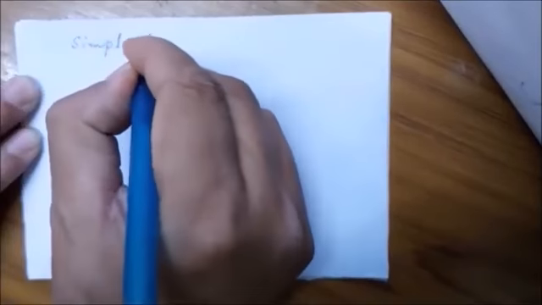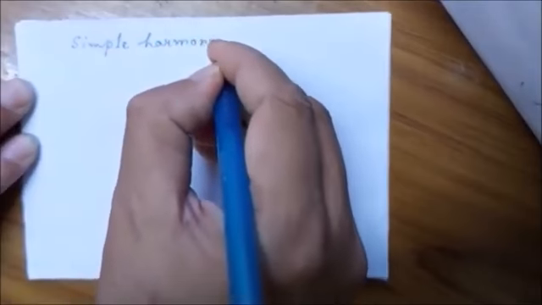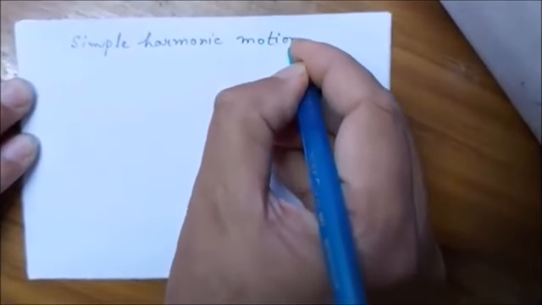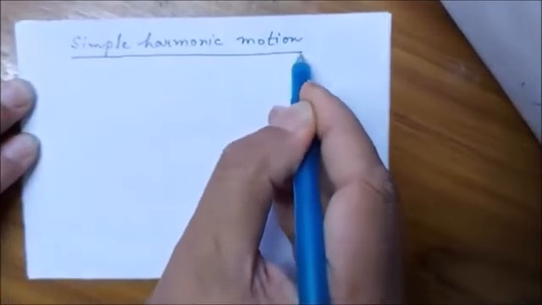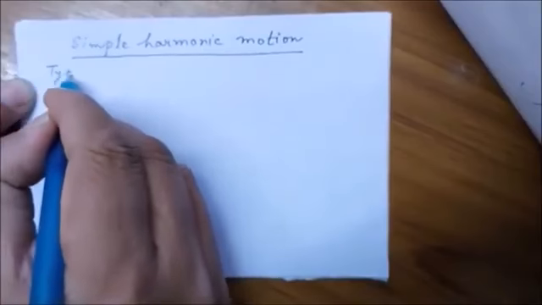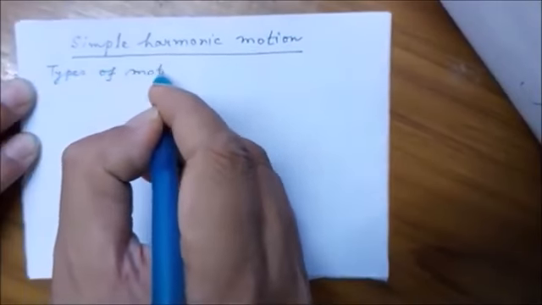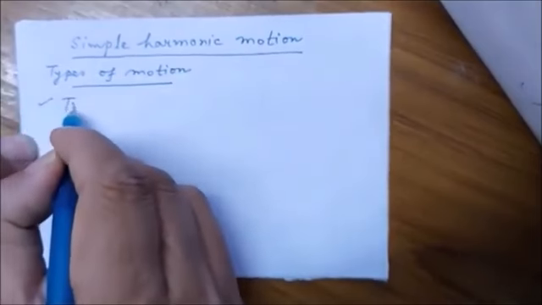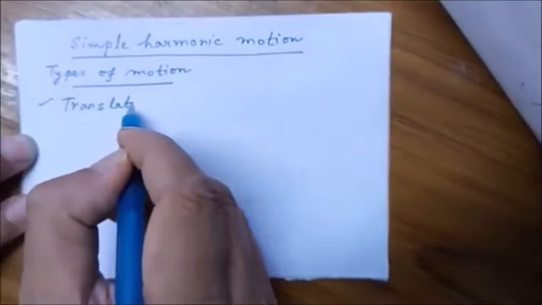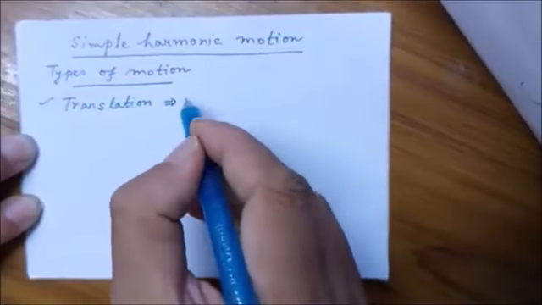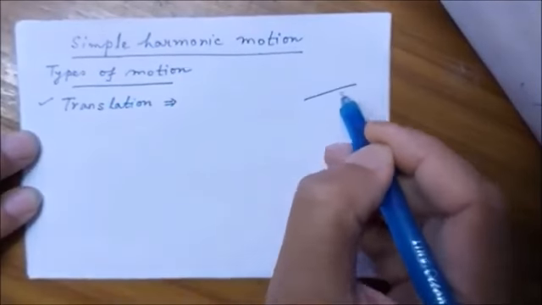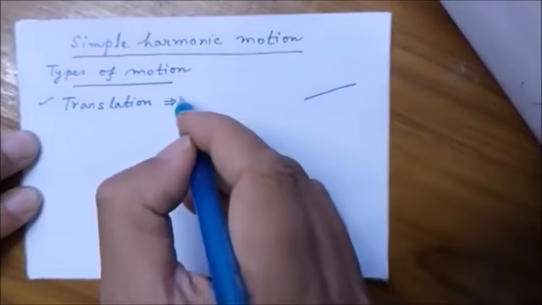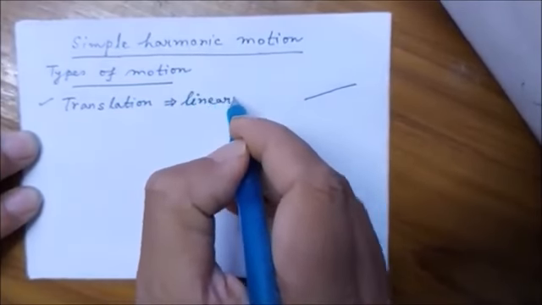The topic that we will discuss in this lecture is simple harmonic motion. First, we will discuss the various types of motion. The common type of motion is translation, which means a particle is moving over a straight path or a linear trajectory. So translation is a linear movement.